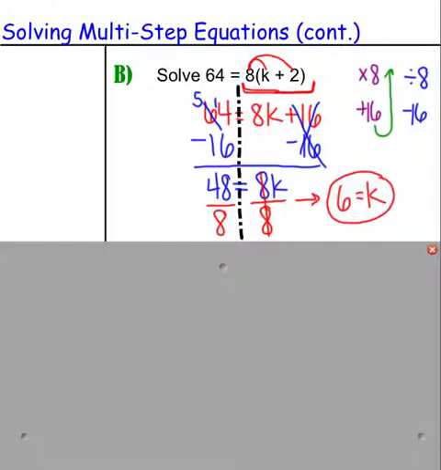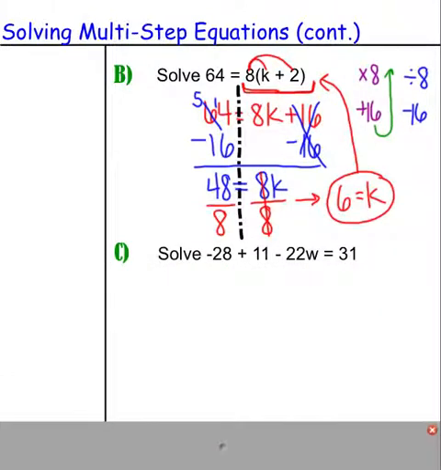Once again, if I check it out, if I put in 6 for k in the very beginning equation, I get 6 plus 2 is 8. 8 times 8 is 64. So we know we've done a good job. Let's go on to letter C.